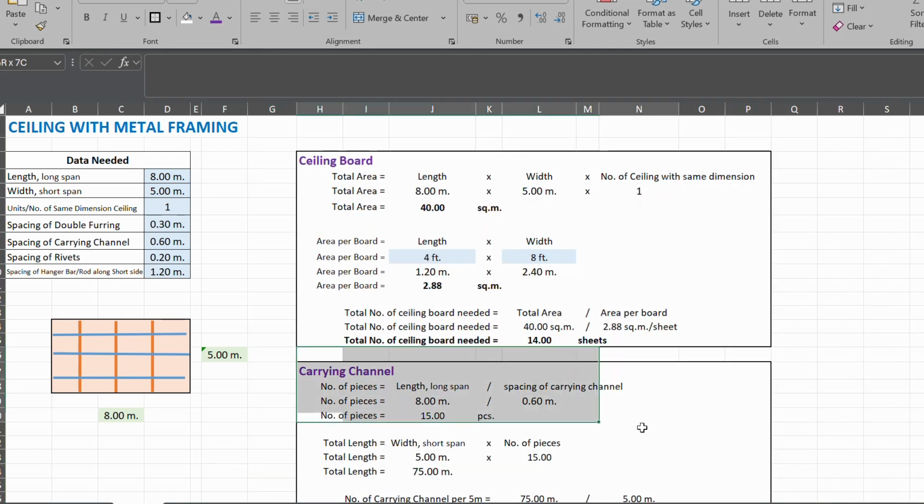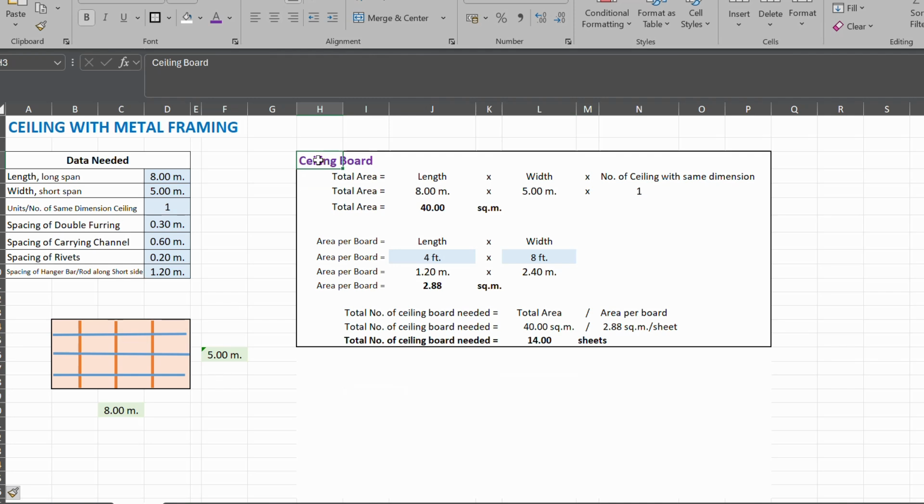So let us say, for ceiling board, the computation for ceiling board is total area equals length times width times number of ceilings with the same dimension, as I said. So nakalink lang to dito, so hindi ko na kailangan i-input ulit. Okay, and this total area is just the product of 8 times 5 times 1, which is 40 square meters.